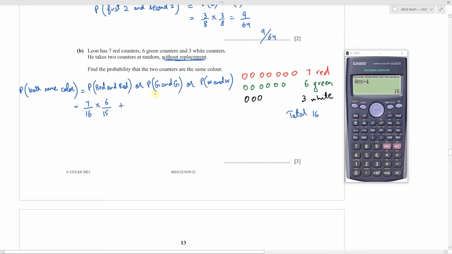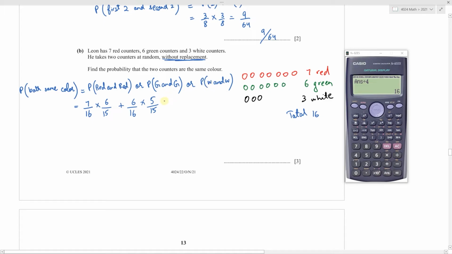Or, so plus, what is the probability that you get a green the first time? 6 green out of the total 16. 6 out of total 16. And now what is the probability that the second one is also green? So you have picked one green. How many green are left? 5 now. And how many total are left? 15. So the probability that the second is also green is 5 over 15.